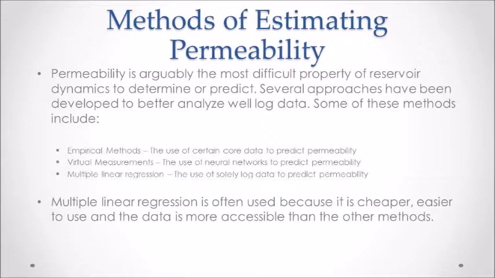Permeability is arguably the most difficult property of reservoir dynamics to determine or predict. Several approaches have been developed to better analyze well-logged data. Some of these methods include empirical methods, virtual measurements, and multiple linear regression. Multiple linear regression is often used because it is cheaper, easier to use, and the data is more accessible than the other methods. With that being said, Juma will discuss more about the challenges of estimating permeability from well logs.